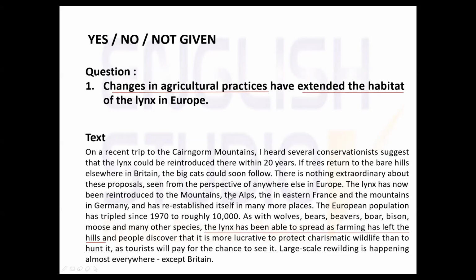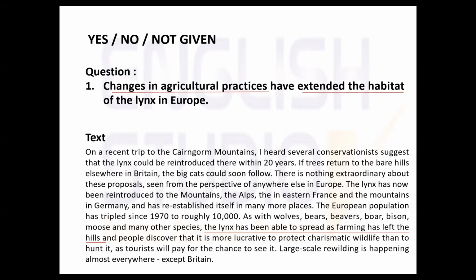Here we have, like Mr. Rido said, the keywords. The lynx has been able to spread as farming has left the hills. Okay, farming has left the hills. It could be related to changes in agricultural practice. Has been able to spread as farming, extend the habitat. Has been able to spread. Spread means extend. Okay? Any question?